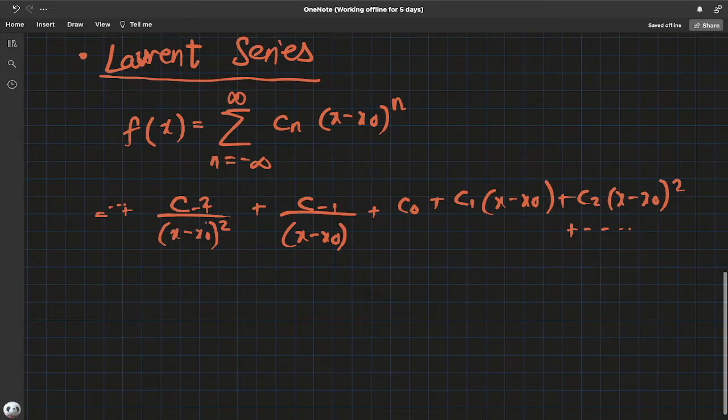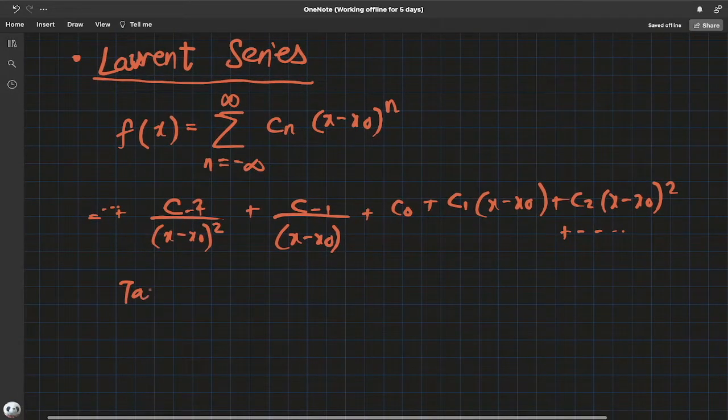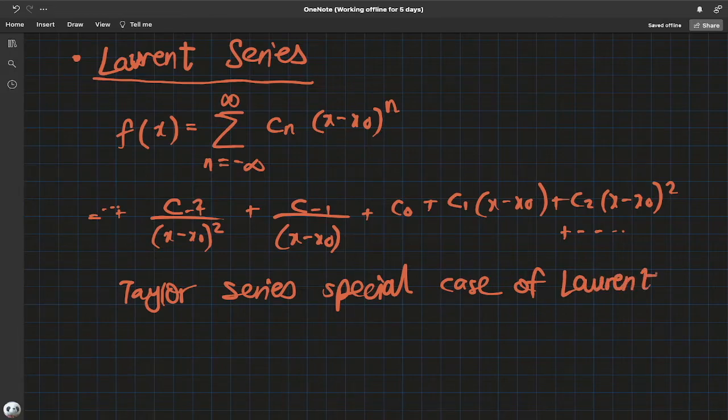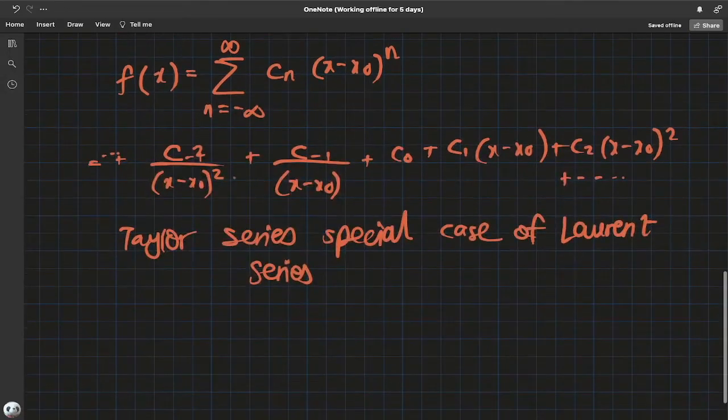So if you notice, what's different in the case of the Laurent series is that we have these negative power terms. The Taylor series, you can think of as a special case of the Laurent series, in that the Taylor series just has positive powers. So if you set all the coefficients of the Laurent series associated with negative powers to 0, you're basically going to end up with a Taylor series.